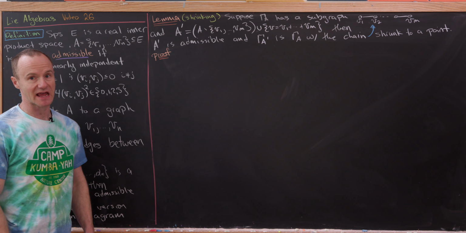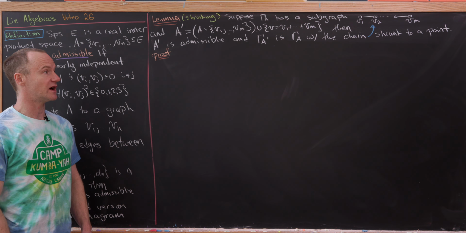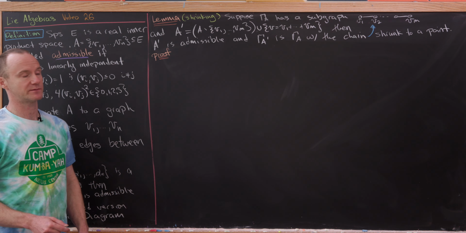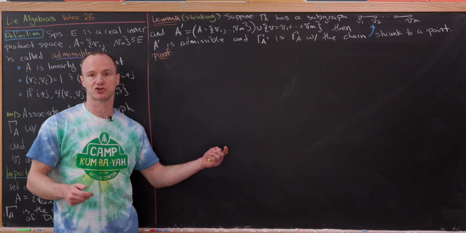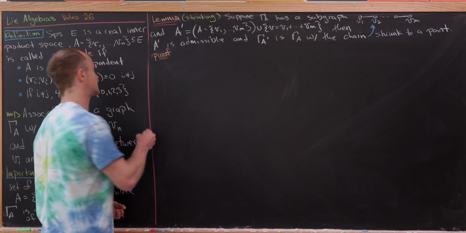Then the result says that A prime is admissible, and its associated graph, gamma of A prime, is essentially the same graph that we had before, gamma of A, but now what we've done is shrunk the chain, which is that chain v1 up to vm, down to a single point. That's why it's called the shrinking lemma. We shrunk that chain to a point.